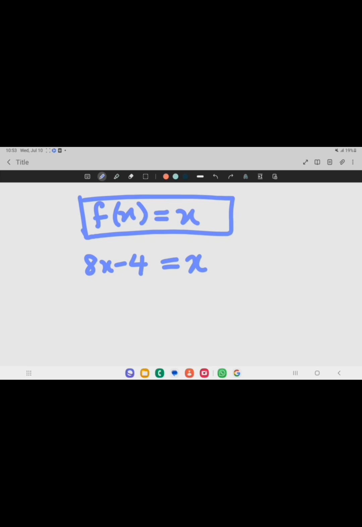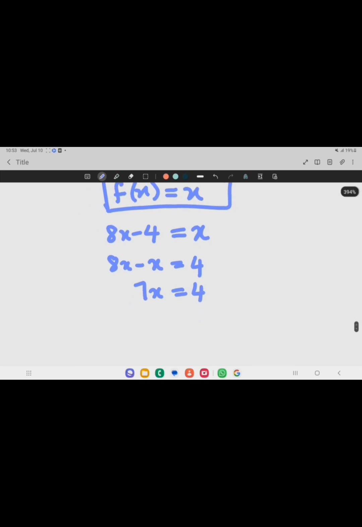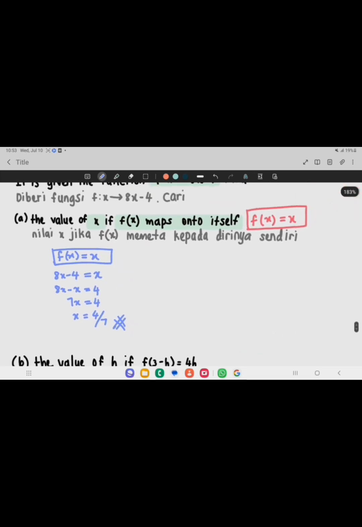So, I'll get like this. 8x minus x is equals to 4. 7x is equals to 4. And then x is equals to 4 over 7. So, this is your final answer. Okay, so that's it for A.